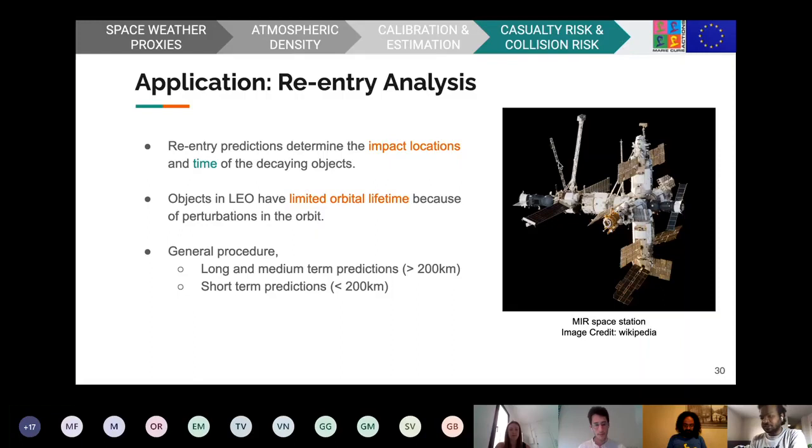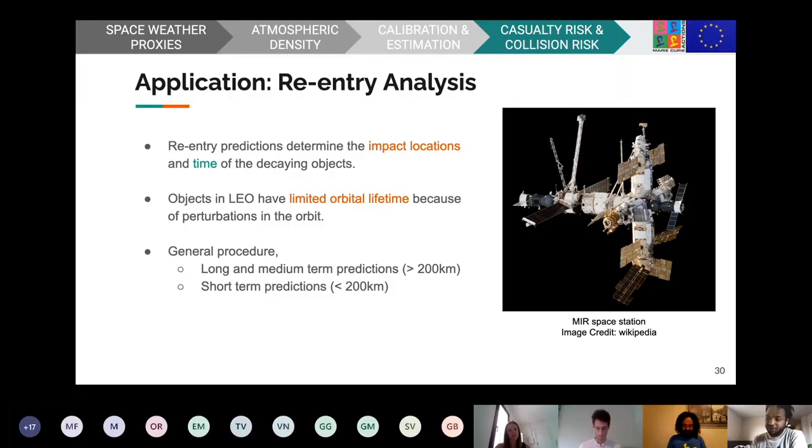So since the beginning of the space age, thousands of man-made objects re-enter the Earth's atmosphere when their orbits decay under the influence of aerodynamic drag. So then a danger to people and property on the ground is present in an uncontrolled re-entry of large-scale objects. So it's very important to quantify such risk as accurately as possible. So in a general approximation, errors on re-entry predictions can be majorly associated to uncertainties on atmospheric density with notable contributions from ballistic coefficient and orbit determination.